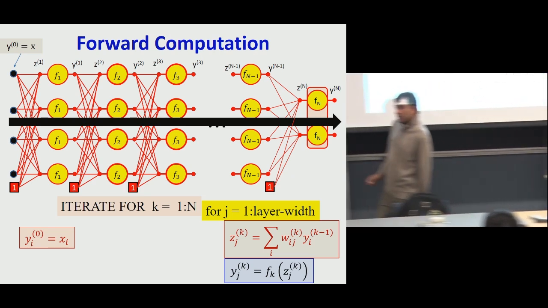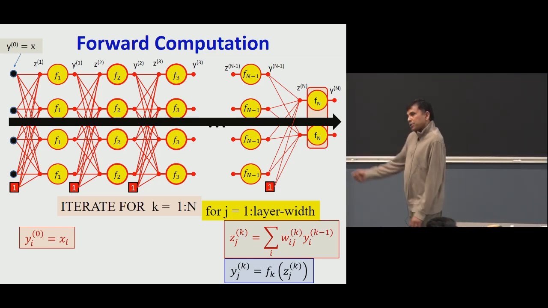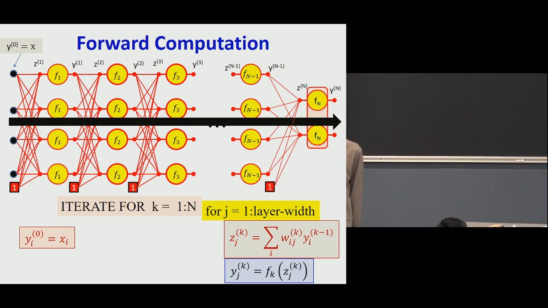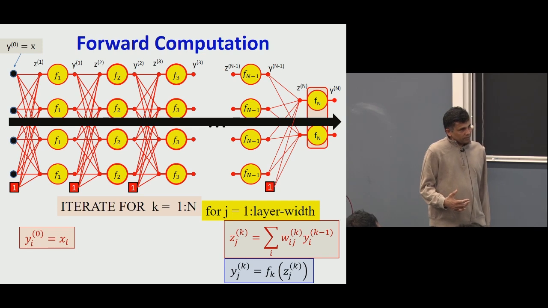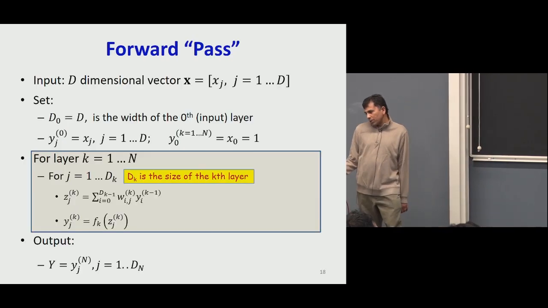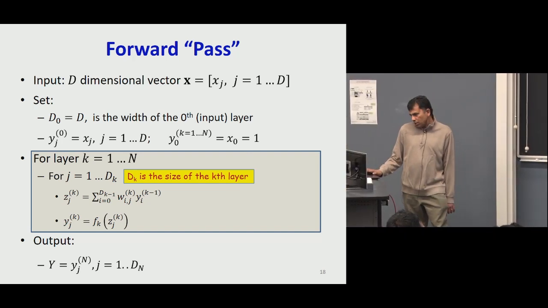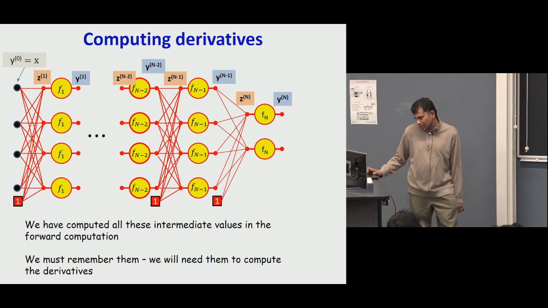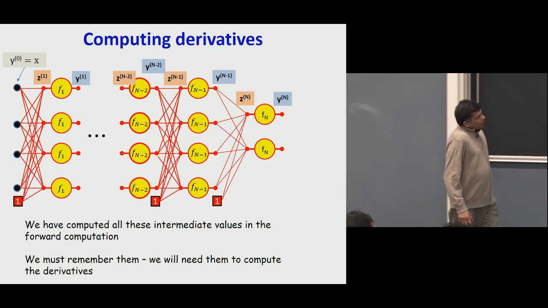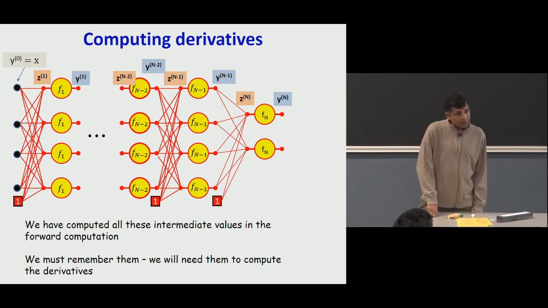So in the process, we are computing every one of these z values, and these z values are what we required when we actually wanted to compute the derivatives, right? So this is what we will call a forward pass. We can write a little bit of pseudocode like so. I'll leave it on the slides. Now, once we have done this, we're going to have to remember all of these z values.